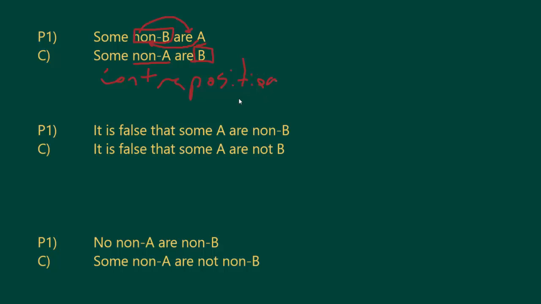Then asking whether this is a legitimate use of contraposition, we look at our second and third vowels, A and O. So we needed to start with our premise. It needed to be either an A proposition or O proposition, but it's an I proposition. So this is invalid from the Boolean standpoint.